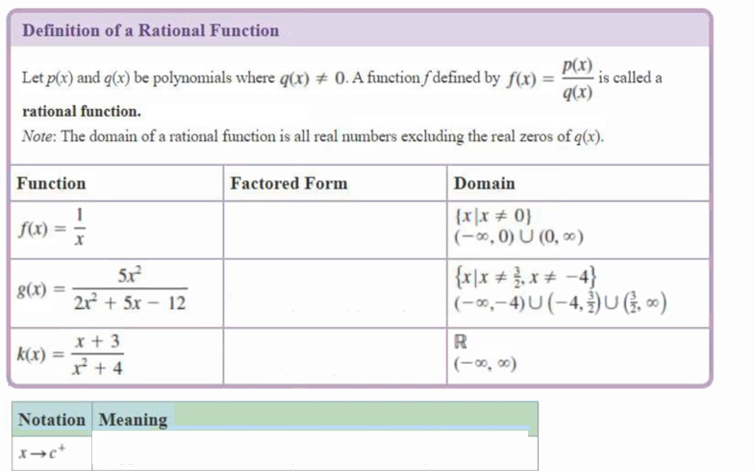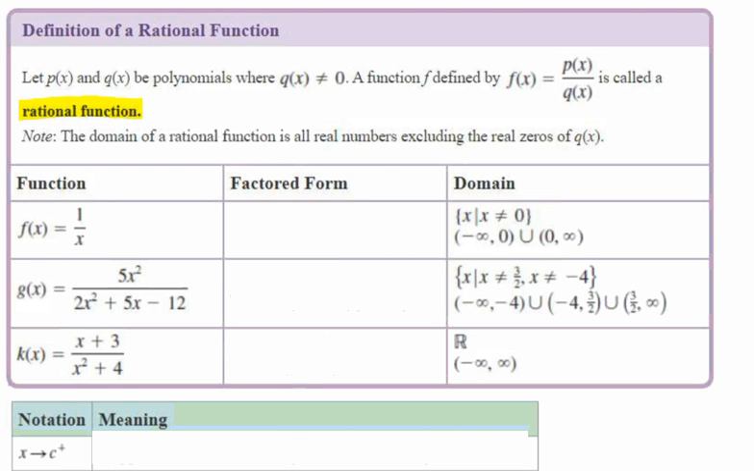In this video, we're going to be talking about the definition of a rational function and the notation that we would use in discussing that. Now, if we let p of x and q of x be polynomials where q of x doesn't equal 0, then a function f defined as p of x divided by q of x is called a rational function. What's important to note here is that the domain of a rational function is all real numbers excluding the real zeros of q of x.